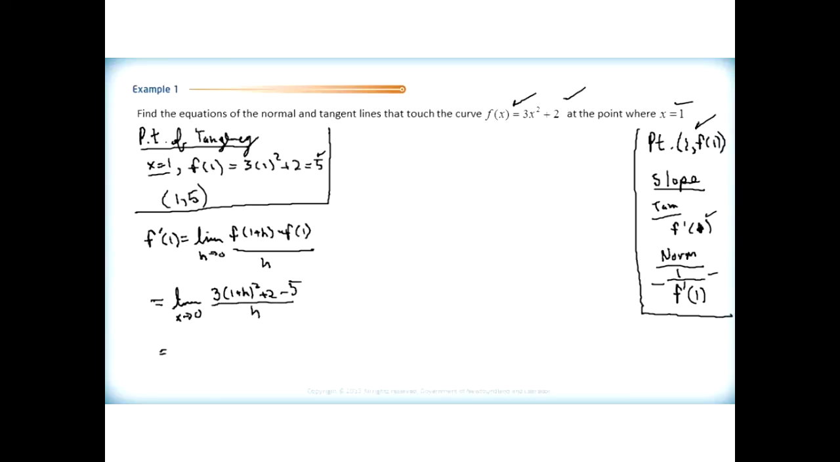Okay, so I'm going to do this expansion right here real quickly. Oh, I said x there again. I tend to write x's when I mean to write h's. I'm not sure why that is.